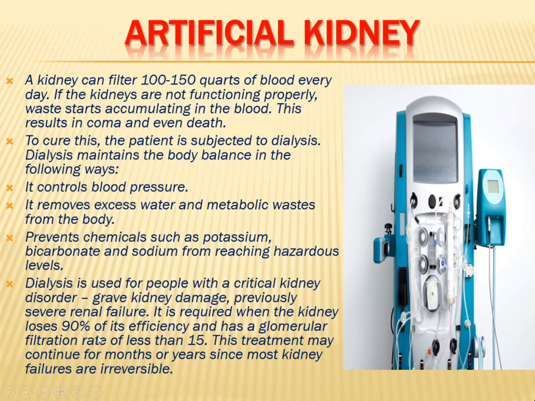Now if the kidney has lost 90% of its efficiency, 90% of its best facilities that a human being gets from the kidney, then it has a glomerular filtration rate of less than 15. If the level of glomerular filtration has gone less than 15, the treatment may continue for months or years since most kidney failures are irreversible.